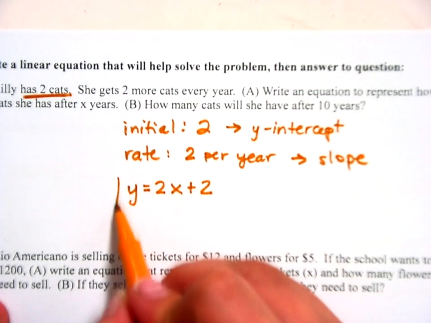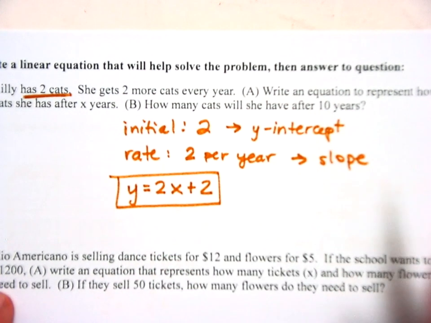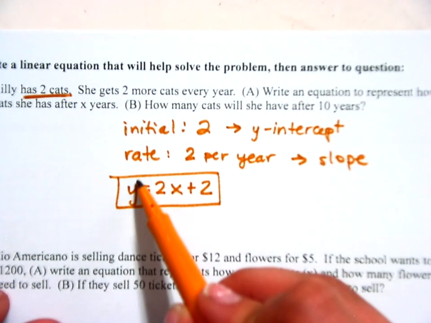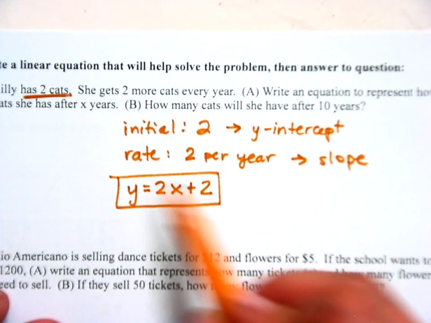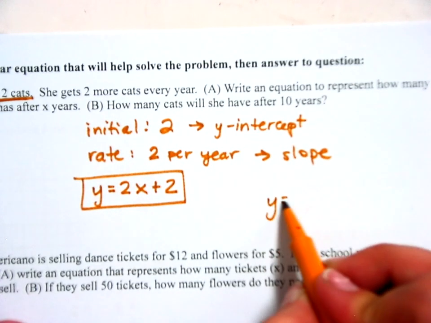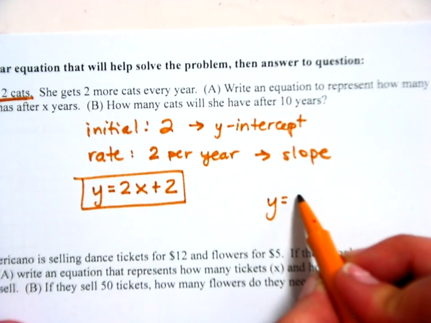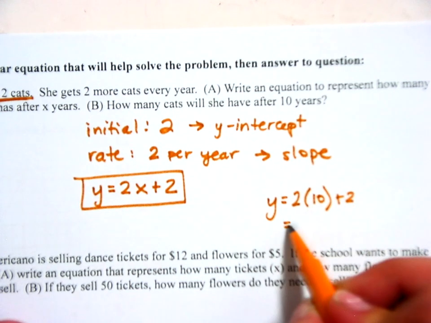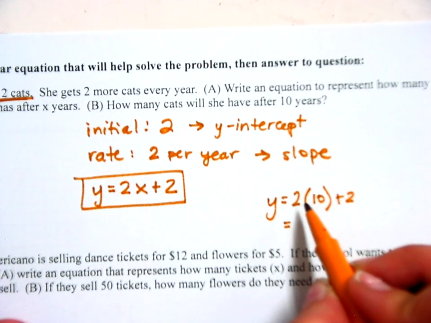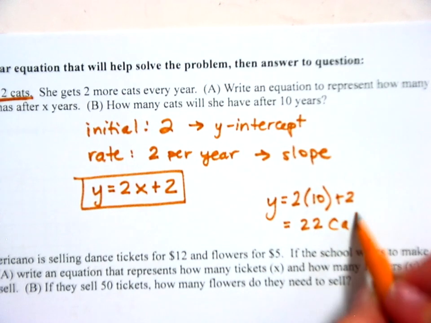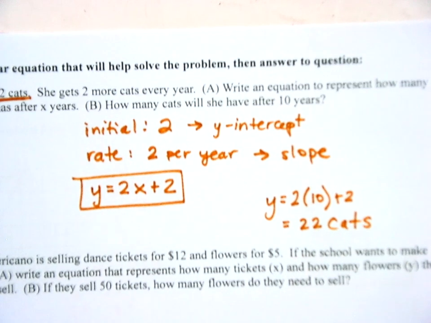Okay, so we've already got our equation. Now we're going to answer the question. It says, how many cats will she have after 10 years? Well, y is how many cats she has, and x is the years. So what we're going to do is we're going to solve this equation when x is 10. So 2 times 10 plus 2. Well, 2 times 10 is 20, and then add 2. So she will have 22 cats after 10 years.